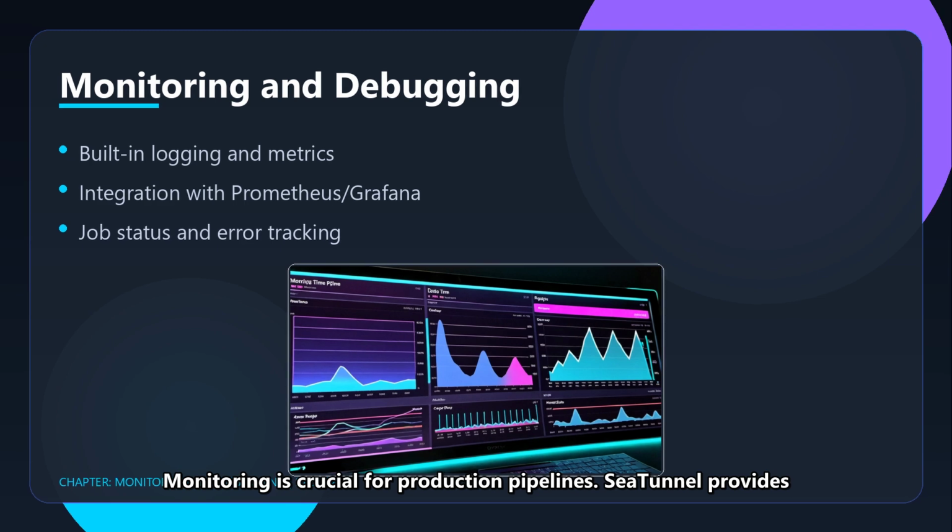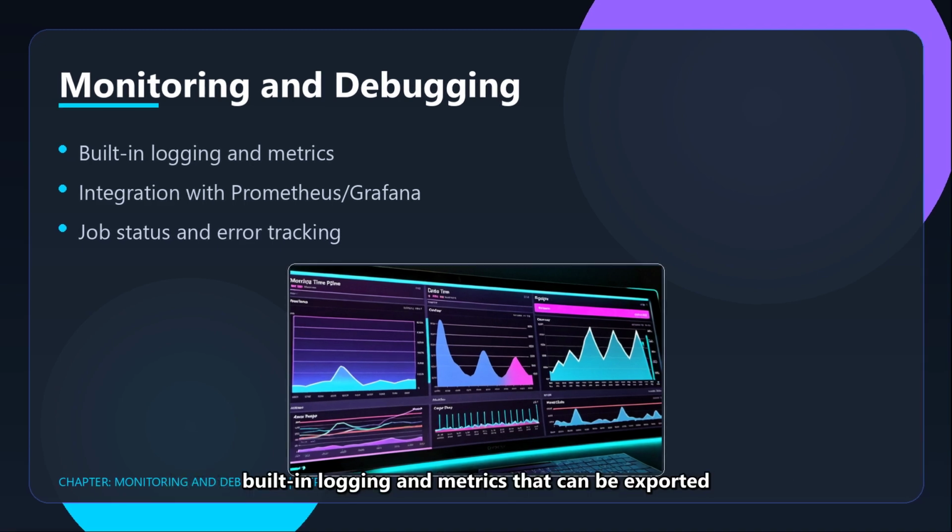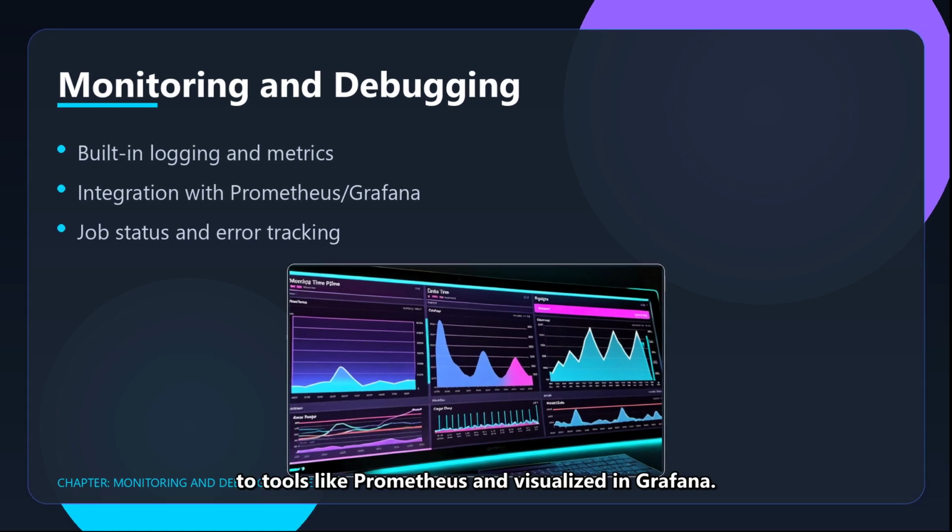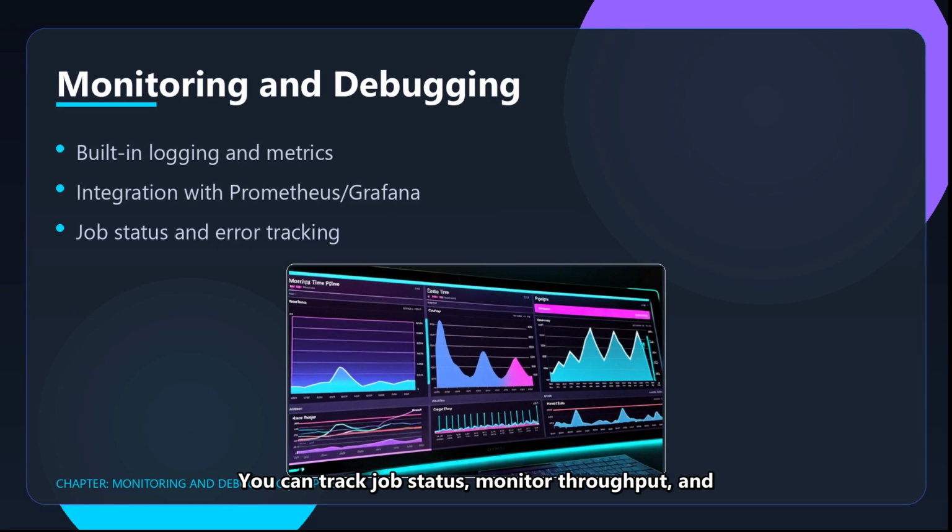Monitoring is crucial for production pipelines. SeaTunnel provides built-in logging and metrics that can be exported to tools like Prometheus and visualized in Grafana. You can track job status, monitor throughput, and debug errors with detailed logs.